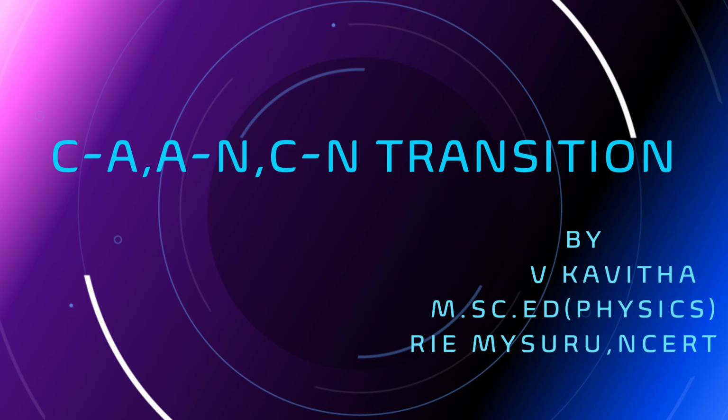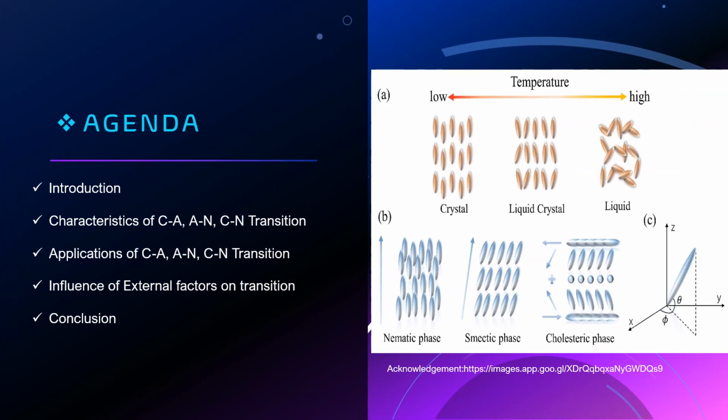In this session, we are going to discuss about CA, AN, CN transition. We will be covering the introduction, characteristics of CA, AN, CN transition, applications, influence of external factors on transition, and will conclude.